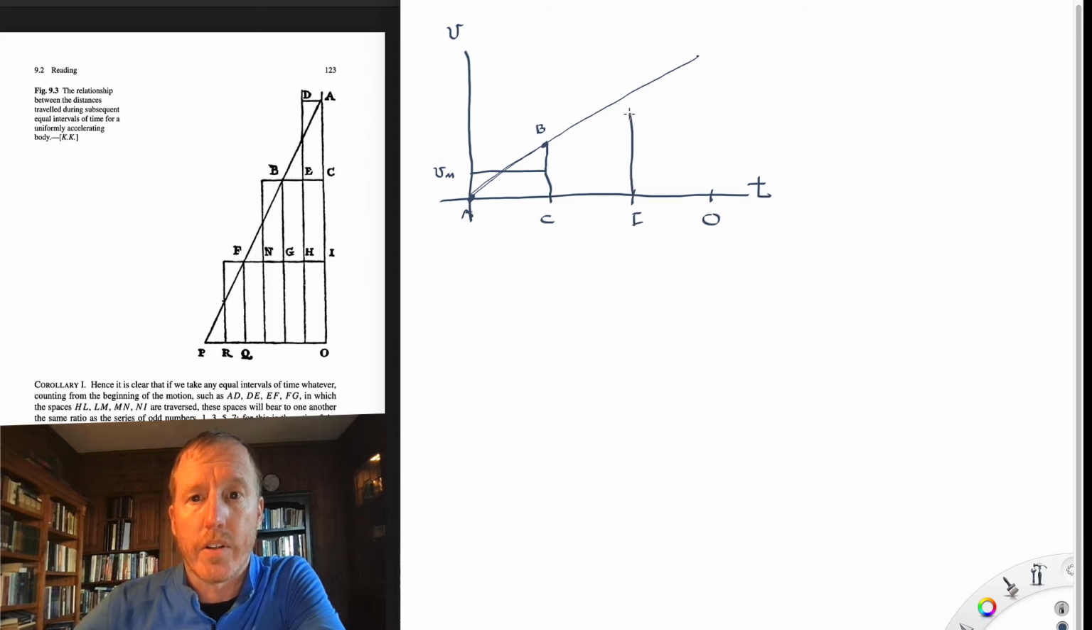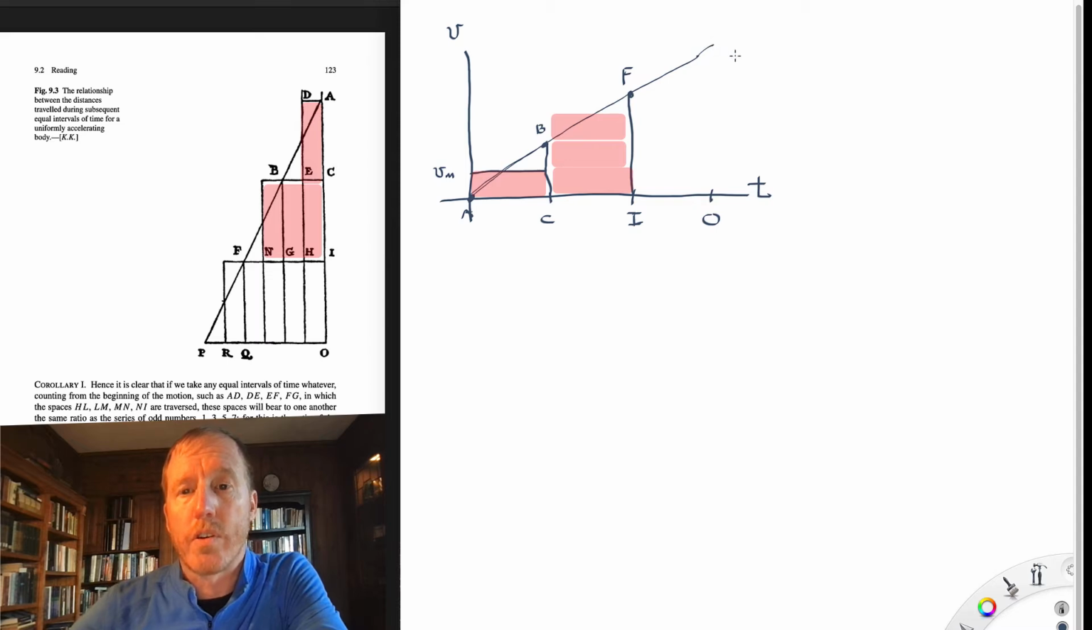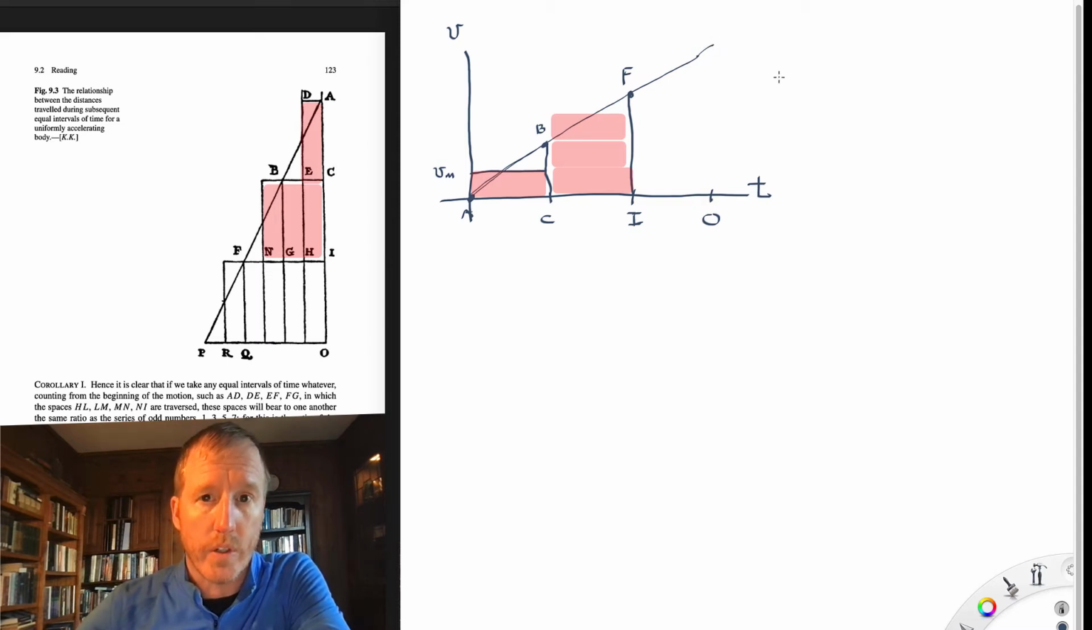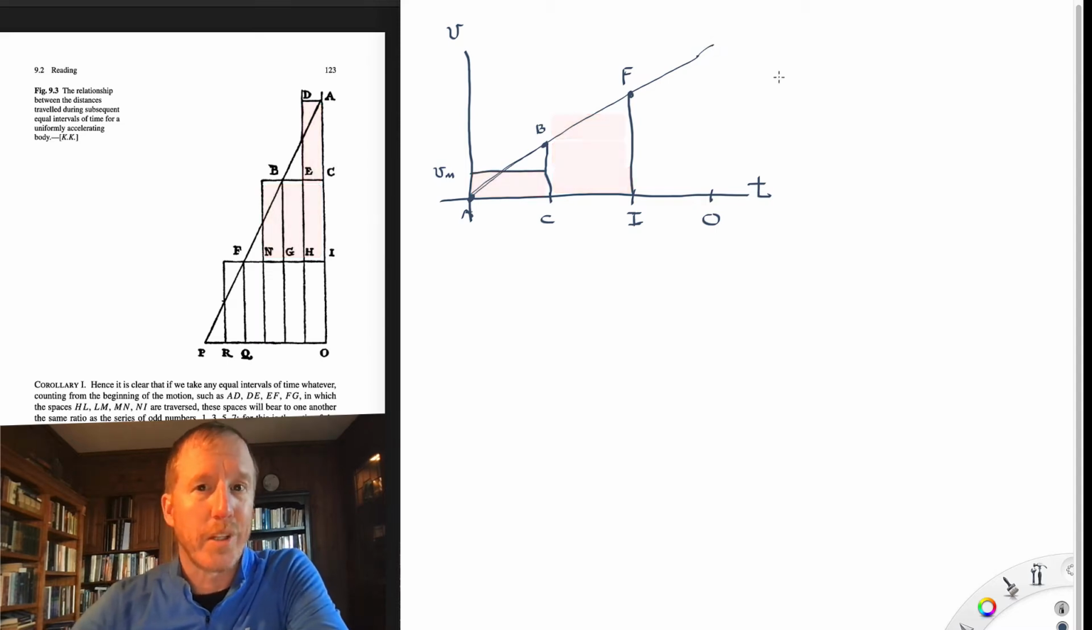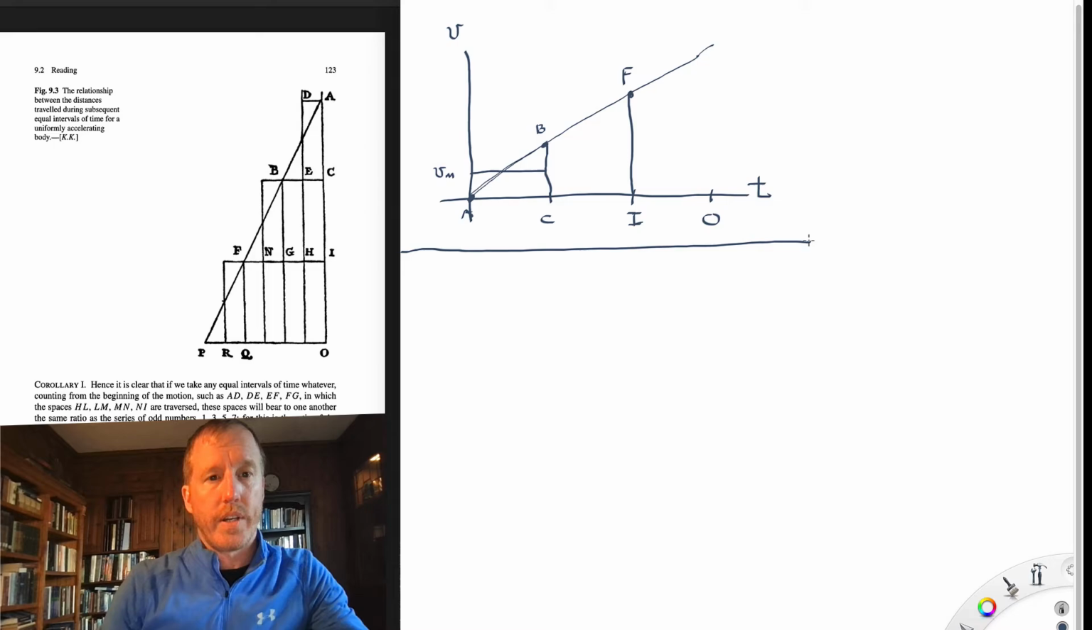And now if I draw a vertical line like this and label this F, then in the time interval AI, it will have achieved a speed of the line segment IF. So I'm basically taking this diagram, figure 9.3, and turning it on its side. So this would probably look more familiar to you as a speed versus time plot on a Cartesian set of coordinates. Of course, the Cartesian coordinate system hadn't really been invented yet, and so Galileo is using this diagram, but it looks an awful lot like a Cartesian coordinate system turned on its side. Okay. Now I'd like to go on to the next pages.